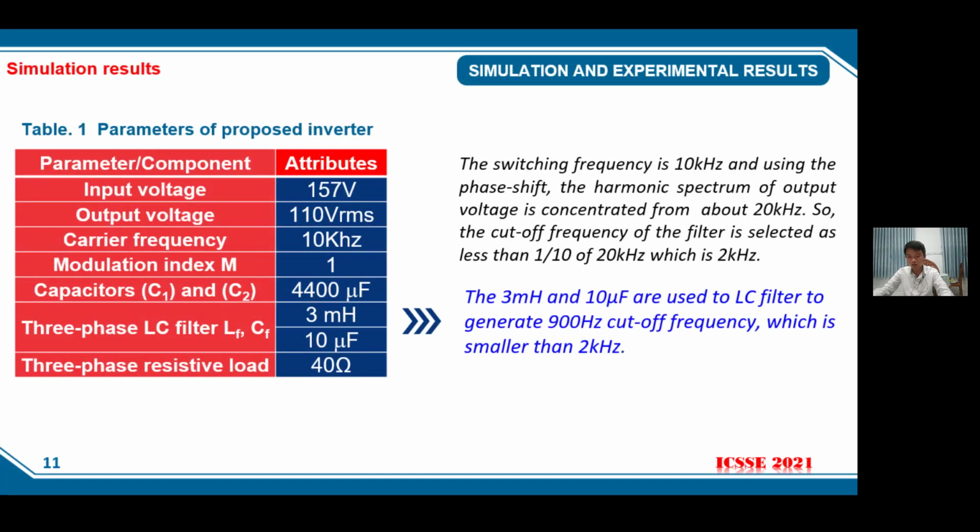Table 1 shows the parameters of the T-type inverter. It applies for both simulation and experiment. We can see the switching frequency is 10 kHz, and using the phase shift, the harmonic spectrum of the output voltage is about 10 kHz. So, we choose the filter with parameters as shown in the table to reach the cut-off frequency for the circuit.